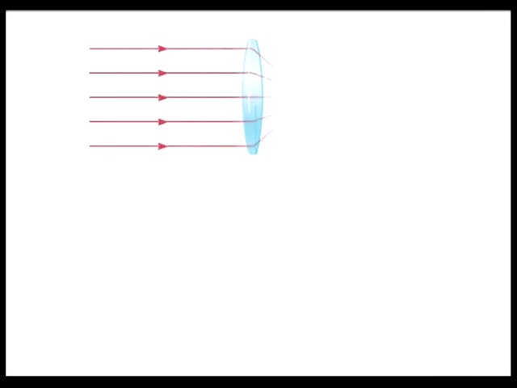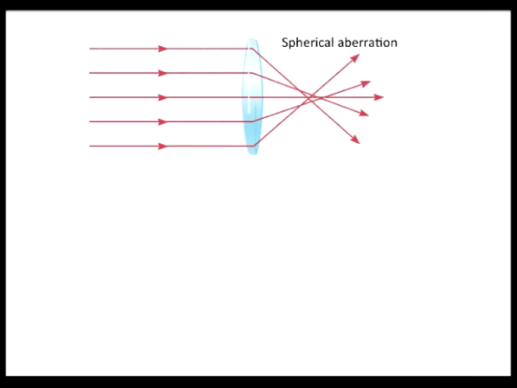However, rays far from the principal axis are refracted more by the lens than are those closer in. Consequently, the outer rays cross the axis closer to the lens than do the inner rays, so a lens with spherical aberration does not have a unique focal point.